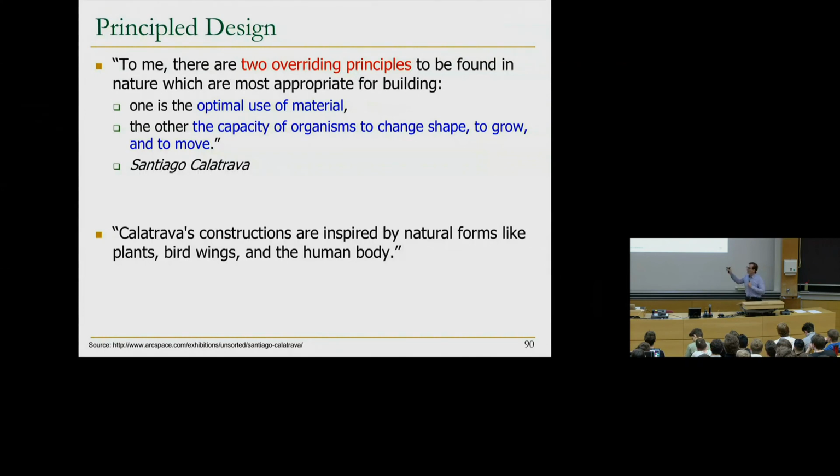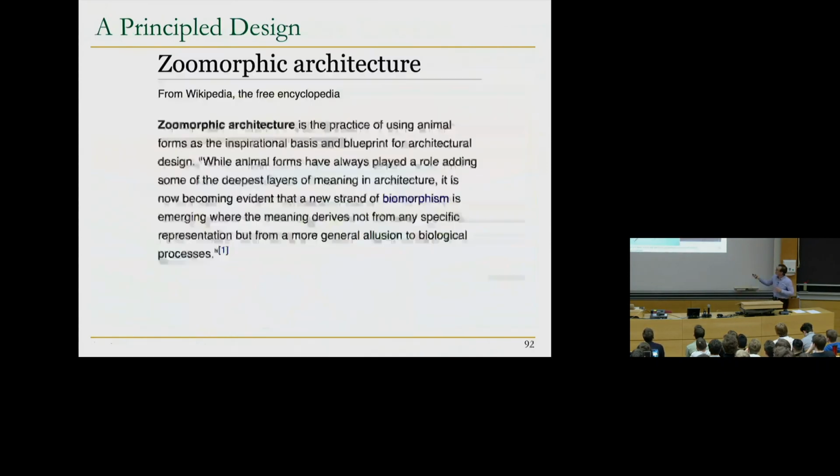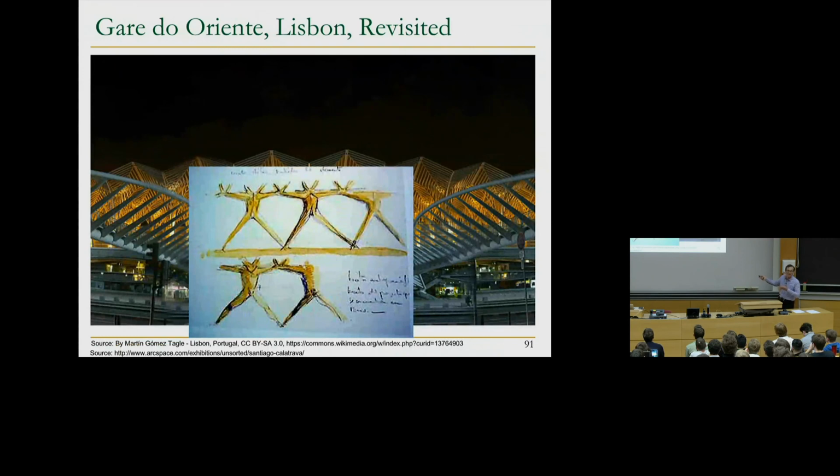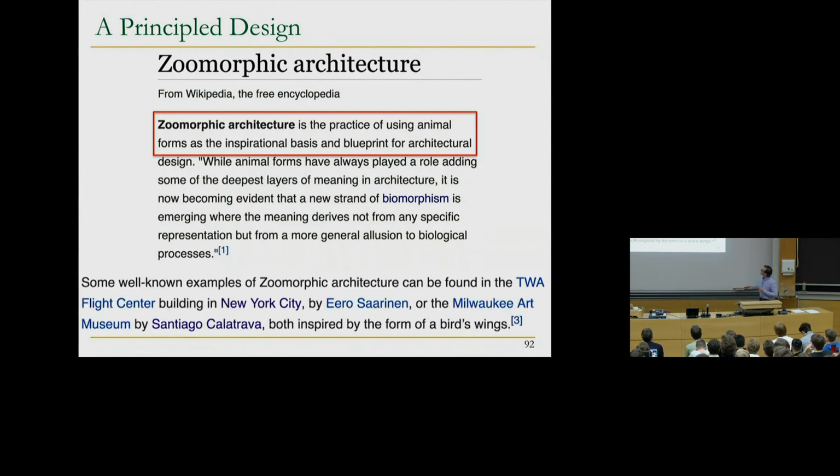And other people on his own work, Calatrava's constructions are inspired by natural forms like plants, bird wings, and the human body. And these are examples. This is actually the blueprint. These are some humanoid things, right, as you can see. And his principal design is zoomorphic architecture. I'm not going to go into the details of this.